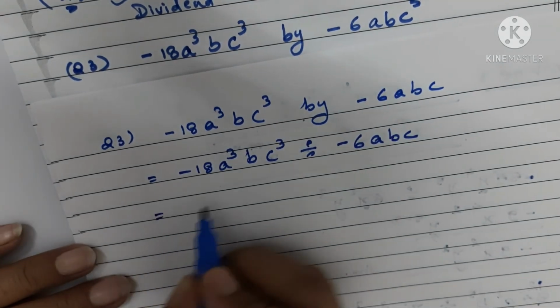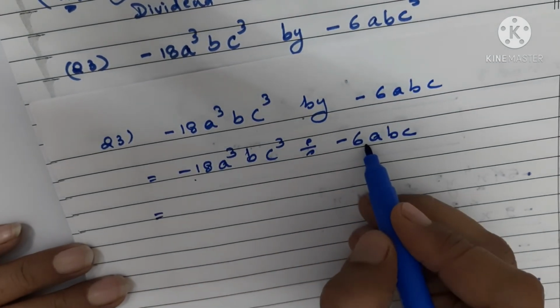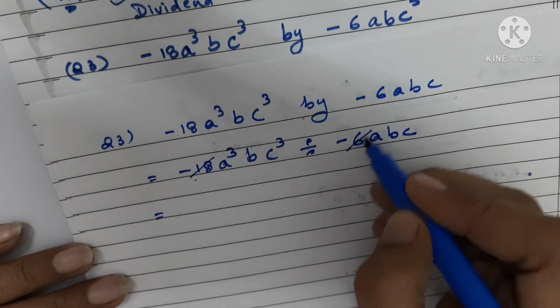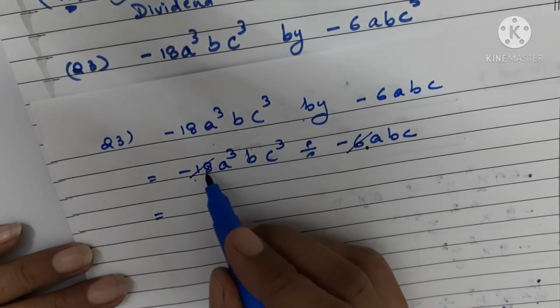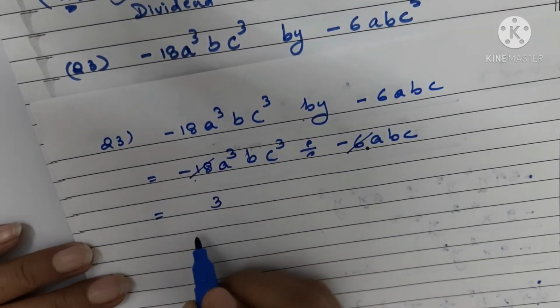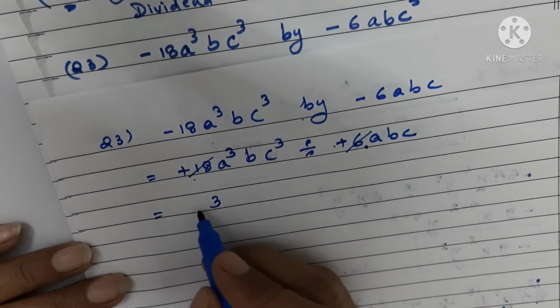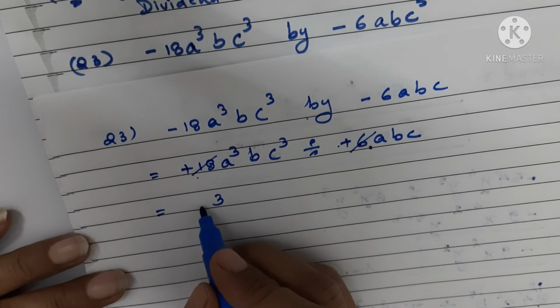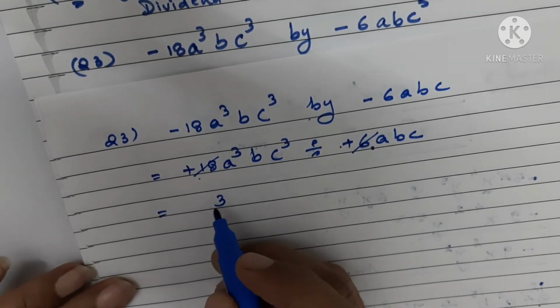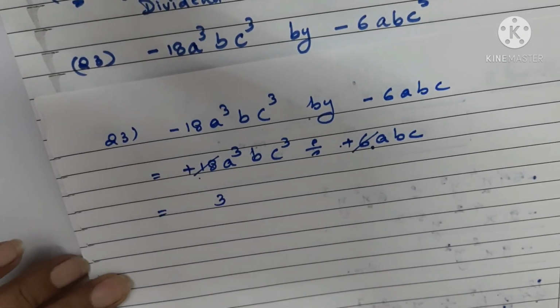Right. Now what? We'll just see the numerical coefficients. So cancel out the numerical coefficients. It will give you how much? 6 3 times, right? And you can see minus and minus, both minuses will cancel out. So you are going to get a plus sign, right? You are getting what sign? Plus.